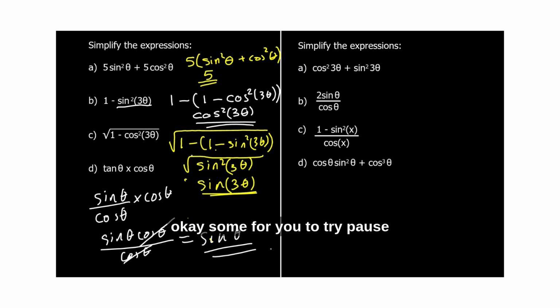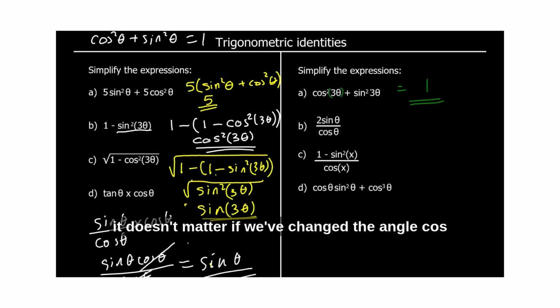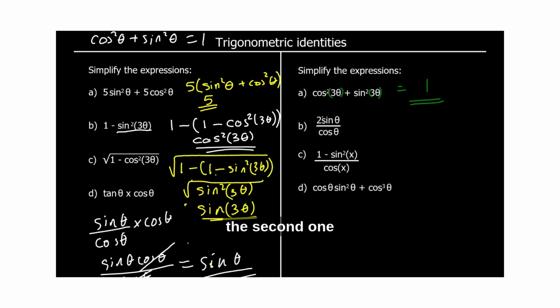Okay, some for you to try. Pause the video and give them a go. So the first one, cos squared 3 theta plus sine squared 3 theta. Cos squared angle plus sine squared angle equals 1. So that is just 1. So it doesn't matter if we've changed the angle. Cos squared theta plus sine squared theta equals 1.